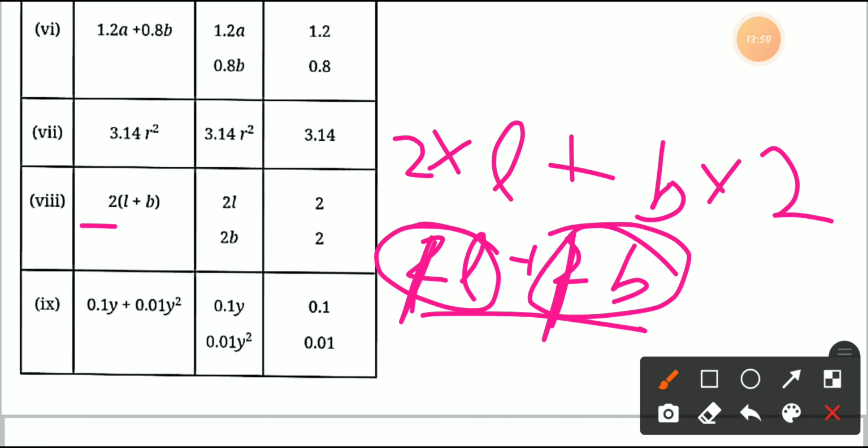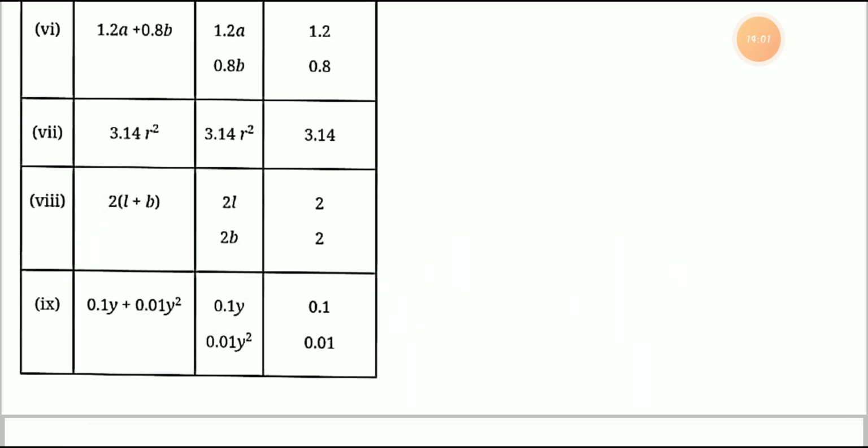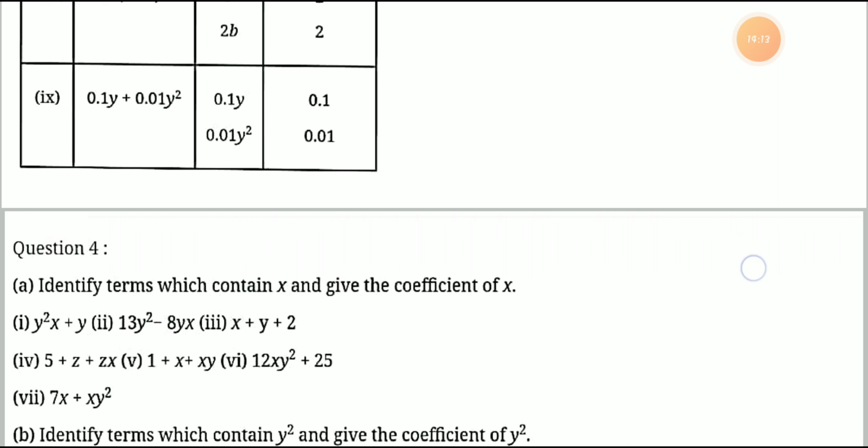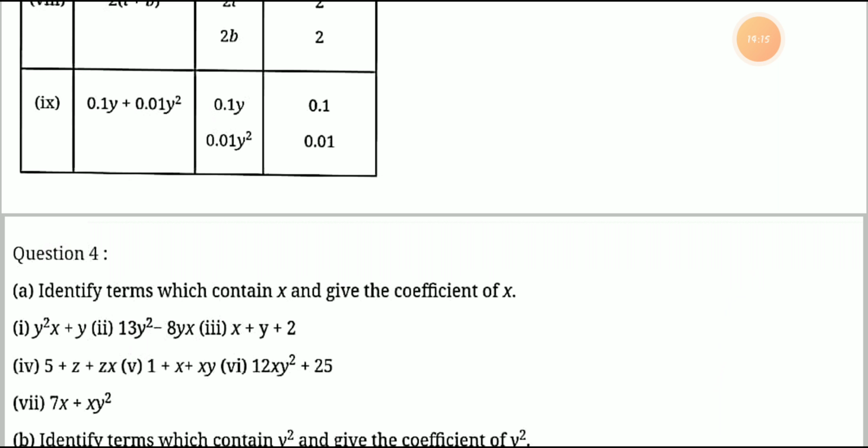Now the last one, 0.1y plus 0.01y square. So both have numerical coefficients 0.1 and 0.01. Now the fourth question: identify terms which contain x and give the coefficient of x. Identify the terms which contain only x.